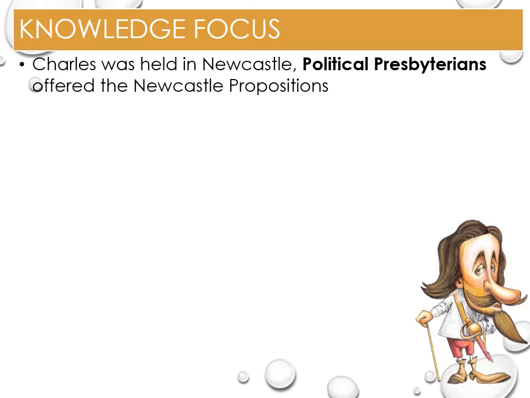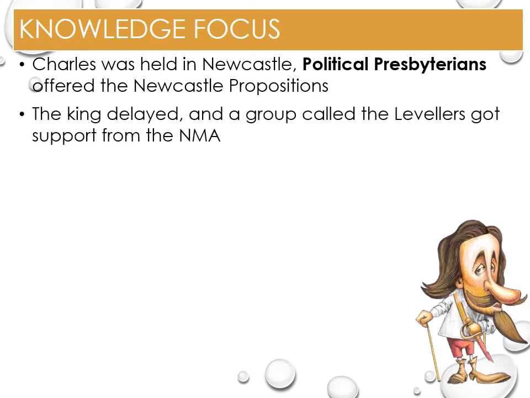Secondly, Parliament would control the militia for 20 years. And thirdly, bishops would be abolished and a Presbyterian church would be created for an experimental 3 years. The king delayed. Scotland lost patience and handed the king over in February 1647.